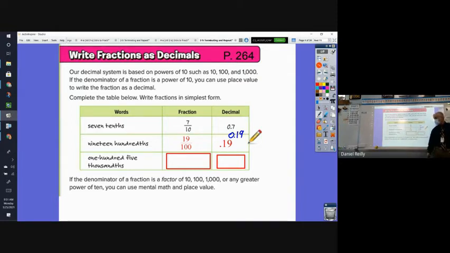Okay, 105 thousandths, so 105 over 1,000, which can be simplified. You divide both of these by 5, right, because it ends in a 5 and a 0. You get 21/200ths, but this doesn't help me write this as a decimal. What is 105 thousandths as a decimal?